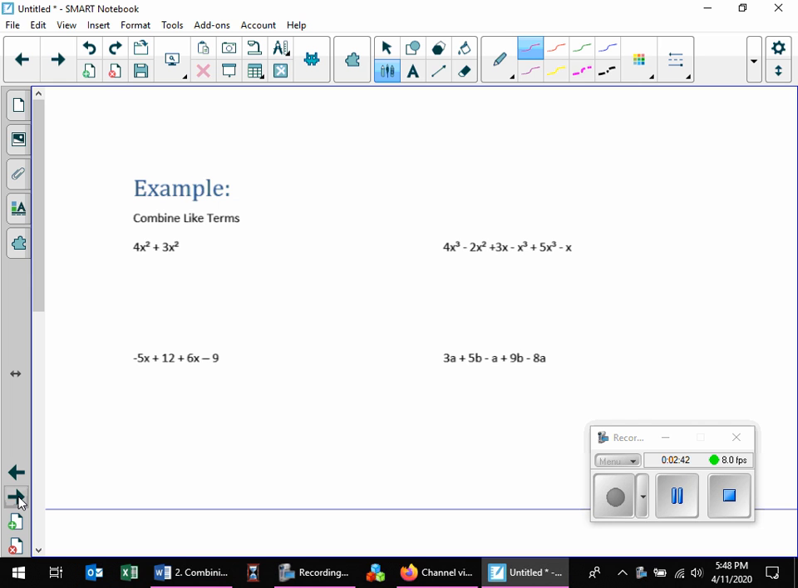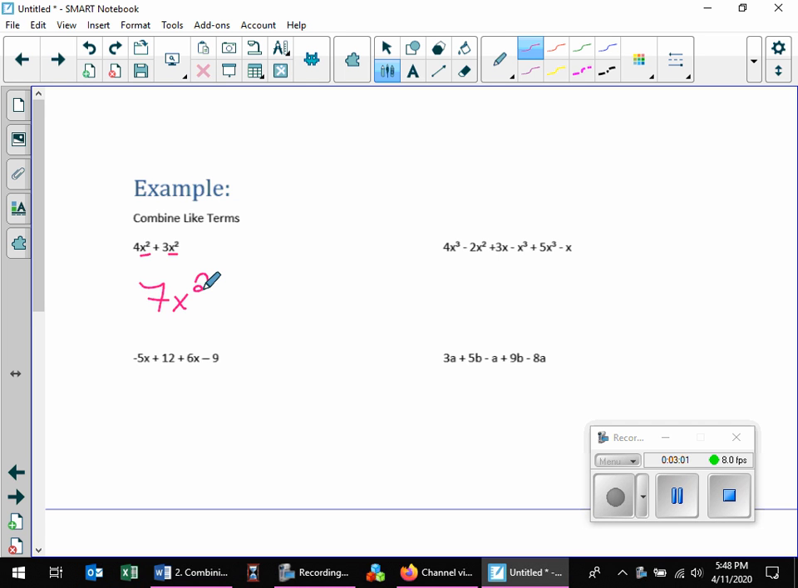Both of these are x squareds. I have 4 of them, and I want to add 3 of them to it, so that's going to be 7x squared. Moving on to the second example, you see that there's a lot of different kinds of x's. Remember that they have to be exactly the same. They have to have the same letter, and they have to have the same exponent.